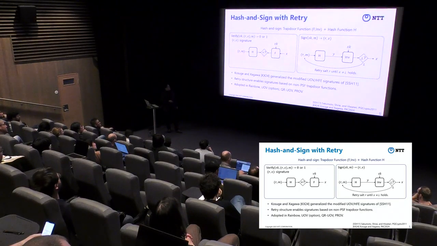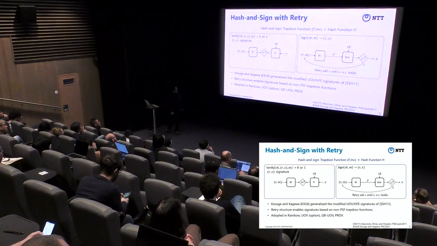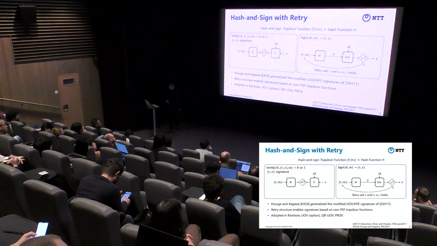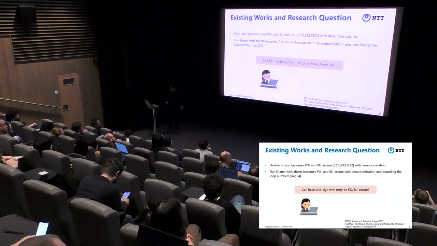And this paradigm is adopted in several signatures. For example, UOV and QRUOV, that are the round-two candidates for the NIST PQC additional call for signatures. And I'd like to explain existing works and our research question. The hash and sign can be PO and BU secure with de-randomization.